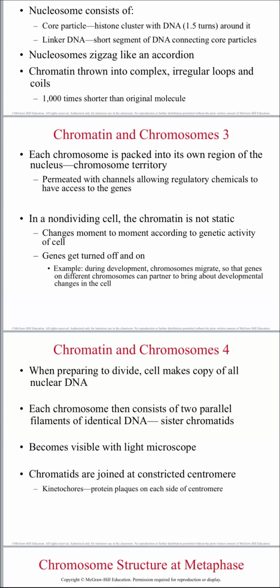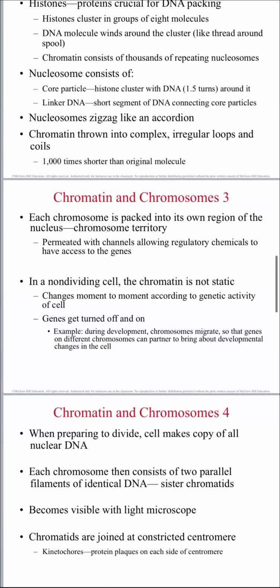In non-dividing cells, the chromatin is not static. It changes moment to moment according to the genetic activity of the cell. In other words, there's always something getting turned on and something getting turned off. In a given cell, you're always producing some kind of protein. So you'll always have certain genes being activated with other genes being inactivated, so then we can make the proper amount of the proteins we need.